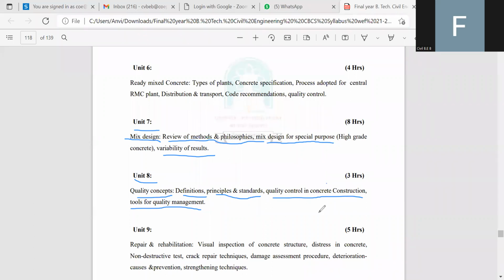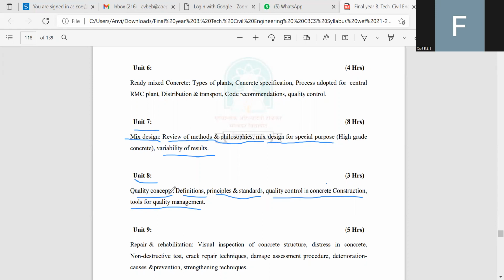Then quality control in concrete construction. While concreting, what quality control do we have to think about? Some of the factors affecting the concrete, how to place the concrete, how to make it, how to transport it, how to vibrate or compact it. That is the process we have to follow as quality control. And there are so many tools for quality management that we will also see in this chapter. Chapter 8 is related to the quality management of concrete.